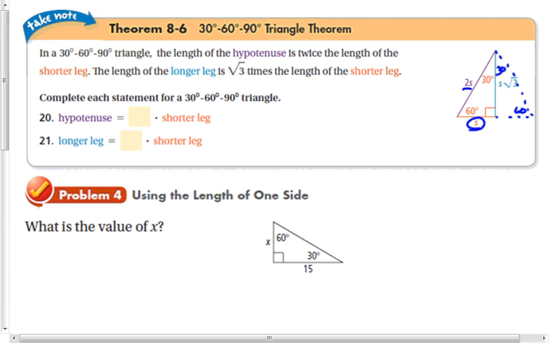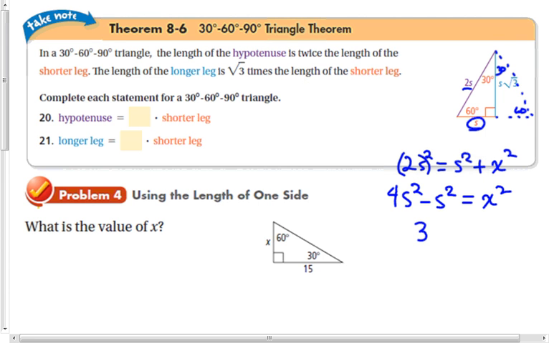Well, now that we have two sides, we can use Pythagorean's theorem. We can say that (2S) squared is equal to, that's the hypotenuse, S squared plus the long side squared. Let's just call that X for now. And so if I simplify this out, I get 4S squared, and then I'm going to subtract S squared from both sides, and that's X squared. And that's 3S squared is equal to X squared. Taking the square root of both sides, I get the square root of 3S squared is equal to X.